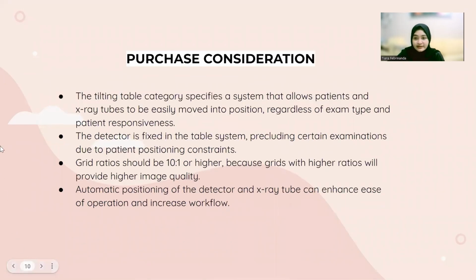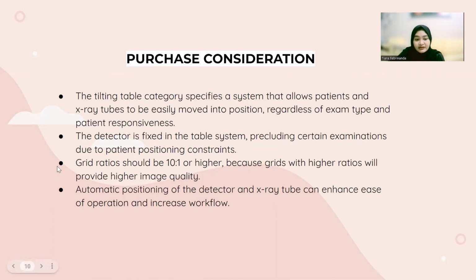And move to the next slide, which is the purchase considerations. The first one is the table category, which specifies a system that allows patient and X-ray tubes to be easily moved into position regardless of exam type and patient responsiveness. And the second point is the detector is fixed in the table system, precluding certain examinations due to patient positioning constraints.